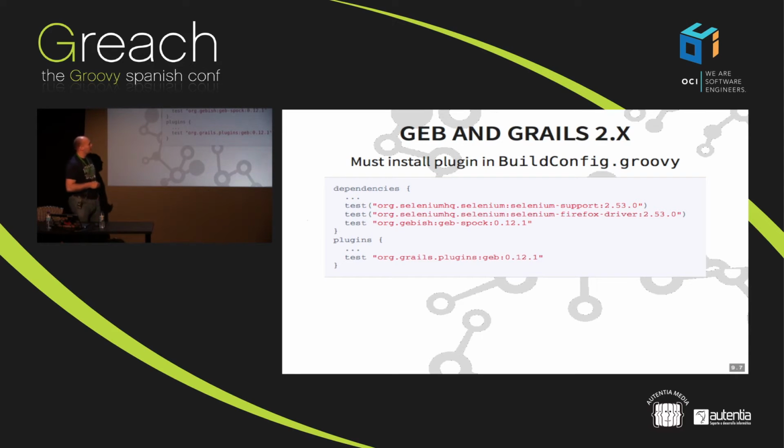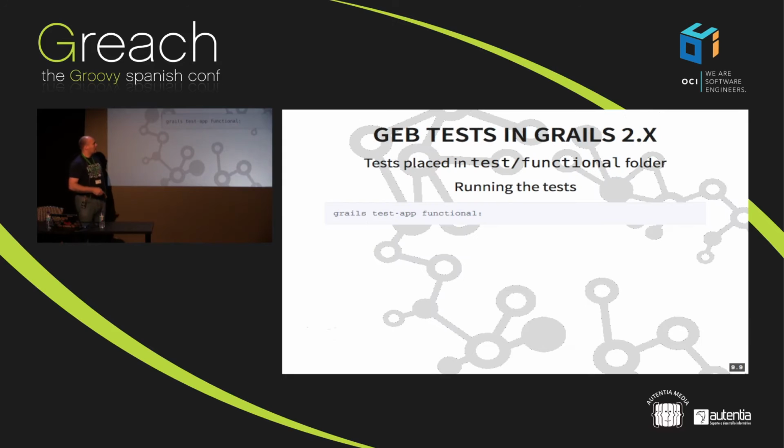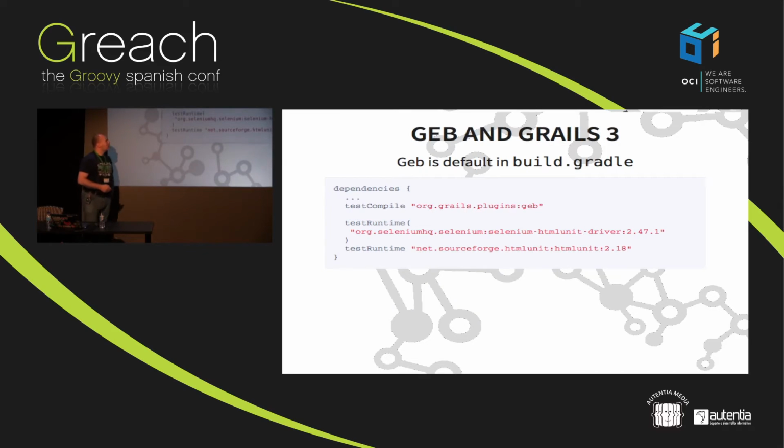It's just include the correct libraries and include the Geb plugin. You check them with test app functional. Ratpack, it's even easier. You just do Gradle check. So it integrates very nicely with that. In Grails 3, Geb actually comes as the default test framework. It comes in with the HTML unit driver.